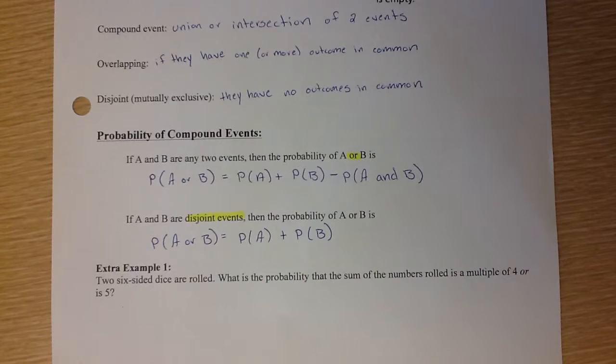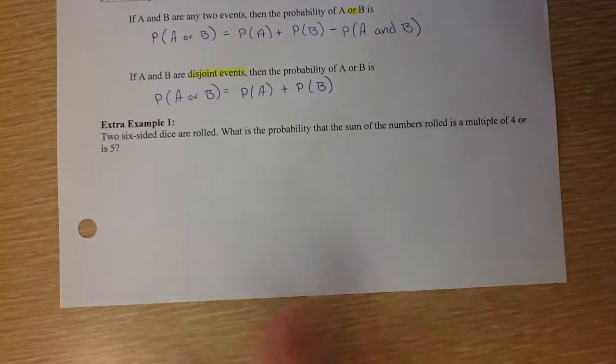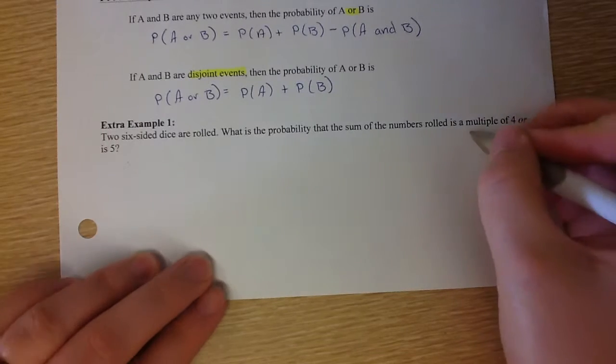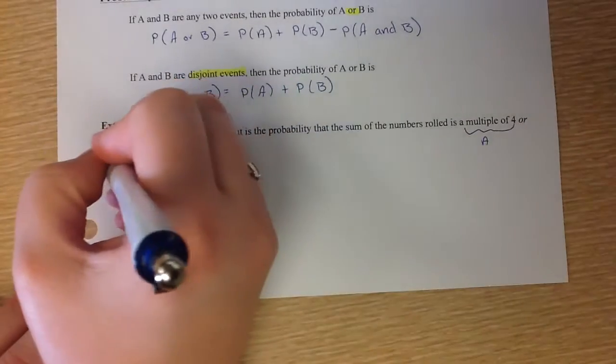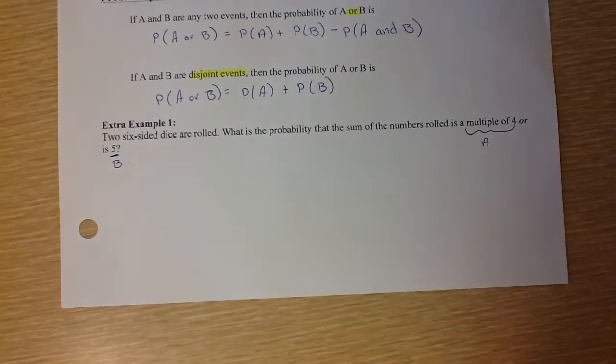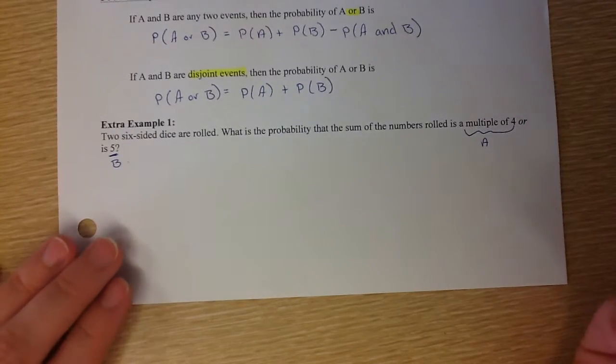Okay, so let's look at a couple different ways of finding that probability. So here for example 1, two 6-sided dice rolls, so I'm rolling 2 dice. What is the probability that the sum of the numbers rolled is a multiple of 4 or is 5? I'm looking for, is the sum a multiple of 4 or is the sum 5? So let's label these as A or B. Let's say the sum's a multiple of 4, let's label that as event A. The sum is a 5, let's label that as event B. Okay, so first I'm going to solve this one by listing the sample space. So what are my possibilities of rolling 2 six-sided dice?